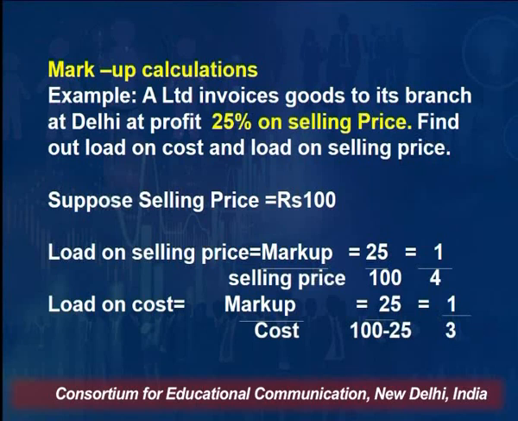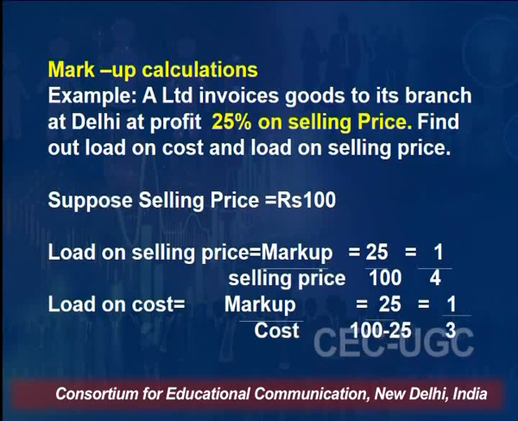If selling price is 100, how do we calculate the cost? The formula is cost plus profit equals selling price. In this question, we have assumed selling price as 100 and the profit percentage is 25. So the cost price would be 75. Now the question comes, how to calculate the load on cost? The formula is again the same, markup upon cost. The markup is 25 here, which is given in the question as the profit percentage, and the cost is 75 here. So it is 1/3.